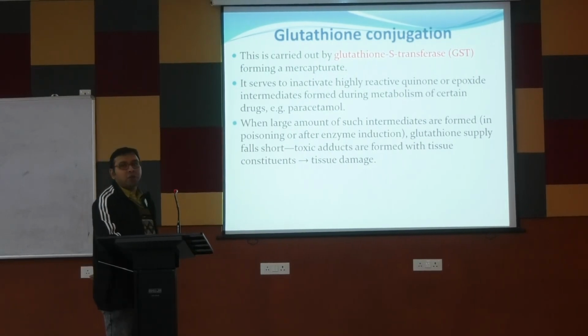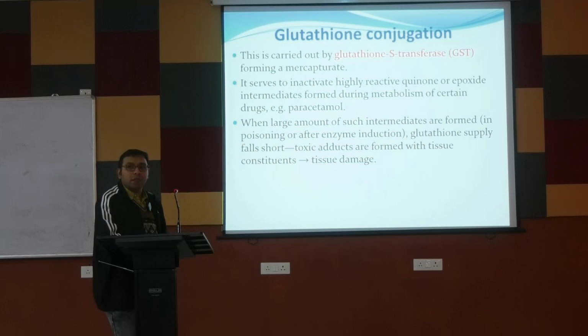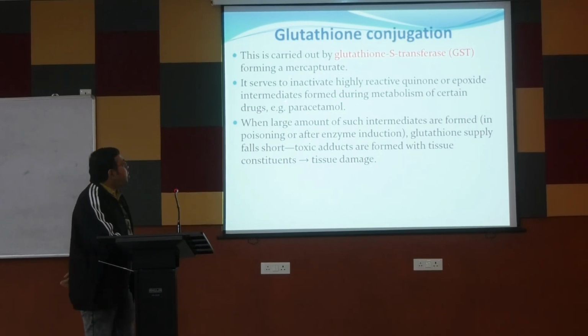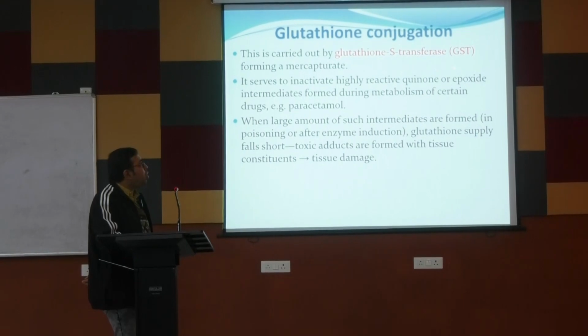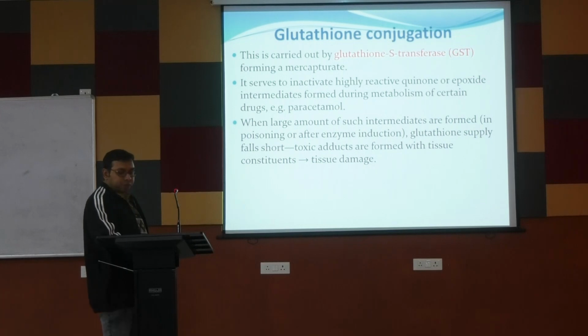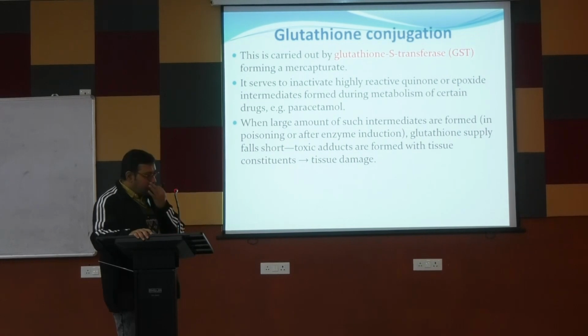Next is glutathione conjugation. The first one was the glucuronide conjugation. This is the glutathione conjugation. This is carried out by the glutathione S-transferase enzyme, forming a mercapturate. So mercapturate is formed. It serves to inactivate highly reactive quinone or epoxide intermediates formed during metabolism of certain drugs like paracetamol. So what happens when paracetamol is metabolized? Highly reactive quinone or epoxide intermediates are formed. They are basically rendered non-toxic by means of this glutathione conjugation.